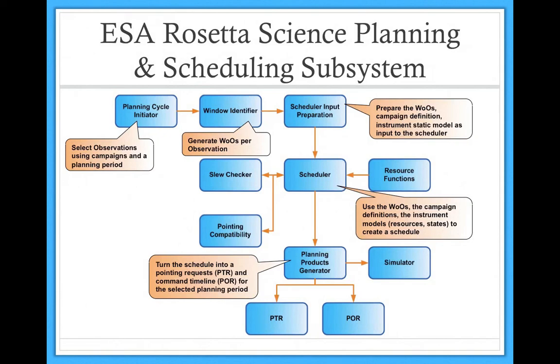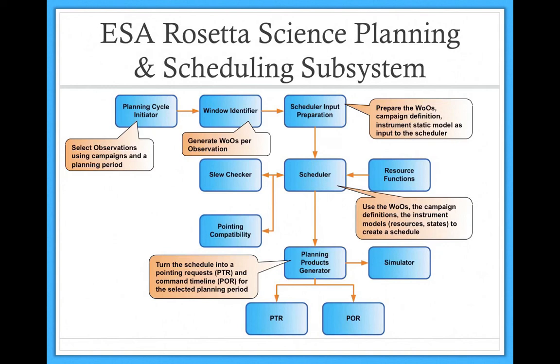The scheduler input preparation collects the windows of opportunities, the observations, and the campaigns for the scheduler. The scheduler uses those inputs to create a schedule by placing observations within the window of opportunity. It also checks if other simultaneous observations are possible using the pointing compatibility helper function, and if the observations can be contiguous using the slew checker helper function. The resource functions provide the usage of resources per instruments during observations to make sure they are within limits.